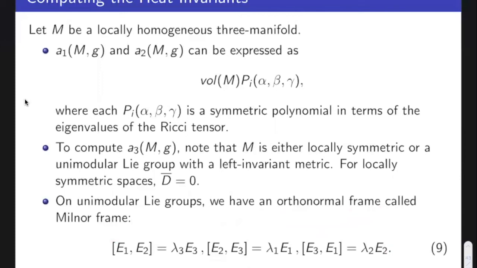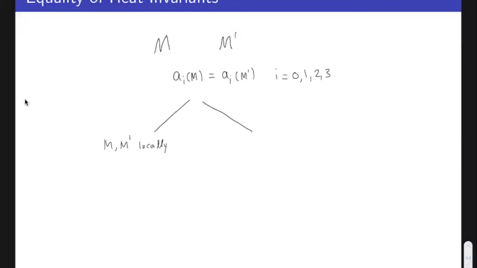All right, so let me explain what the end game is. I start with M and M prime isospectral, which means that their heat invariants are equal to each other. So I have the heat invariants A_i(M) equals A_i(M prime) for i equals 0, 1, 2, and 3. In the first step, we show that either M and M prime are both locally symmetric, or both their universal covers, M bar and M prime bar, are unimodular Lie groups with left invariant metrics.